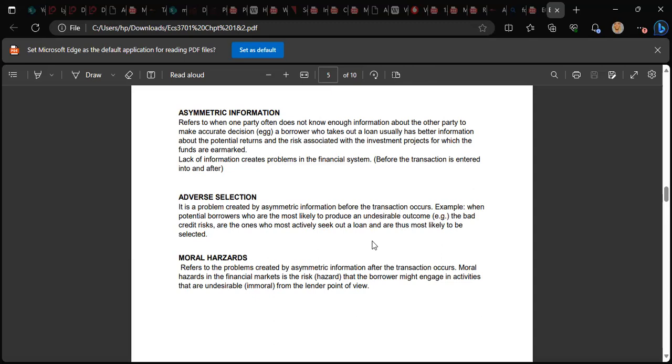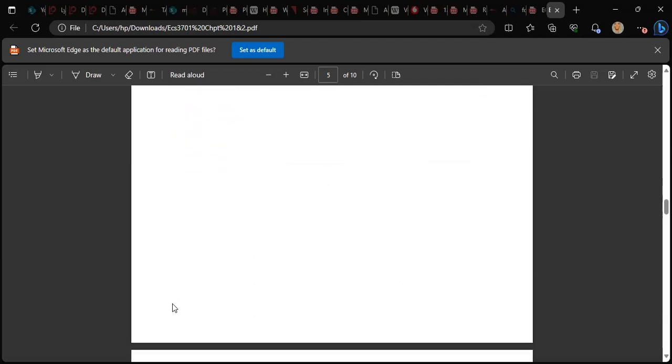So adverse selection occurs before the transaction, right? In terms of what kind of clients are coming. And then moral hazard, now that they've come, is what kind of activities are they engaging in? They might engage in activities that are undesirable or immoral from the lender's point of view. That you've borrowed someone's money doesn't mean you should waste that money. So now that they've borrowed that money, moral hazard is that they're engaging in maybe fruitless exercises.